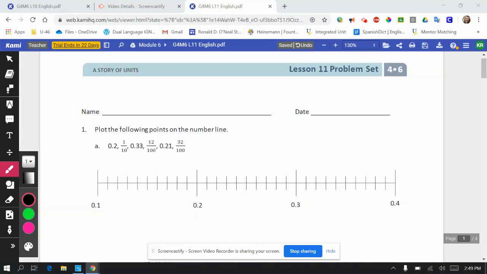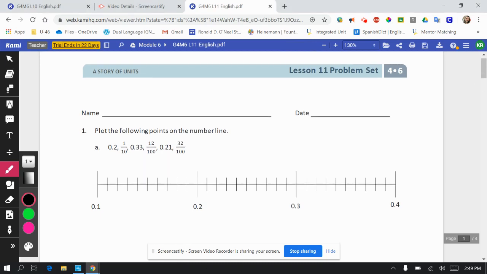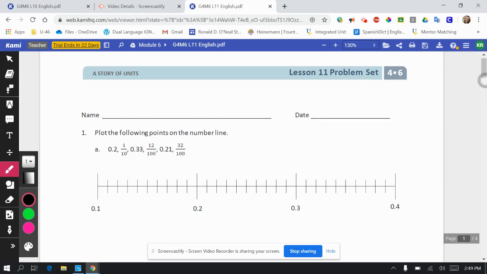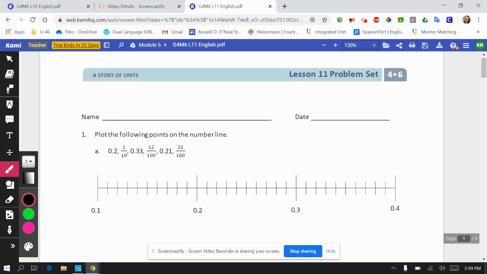All right, today we're going to work on Module 6, Lesson 11. Please do the problem set with me and then the homework assignment after. The homework assignment, your parents will check your answers. Looking at number 1, it says, plot the following points on the number line.